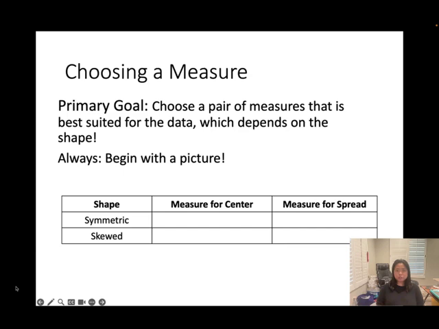Choosing a measure. Choose a pair of measures that is best suited for the data, which depends on the shape. Okay, depends on what distribution you have. Do you have a symmetric distribution or a skew distribution? So think about it. For the measure of center, which one will you use, the mean or the median? And for the measure of the spread, which one will you use, the standard deviation or the IQR?